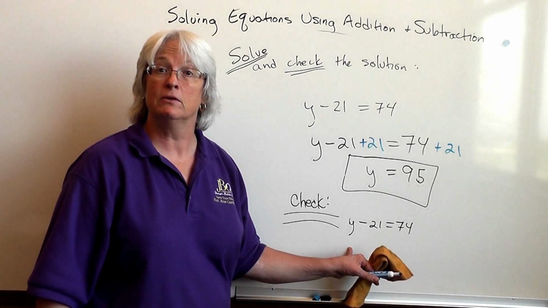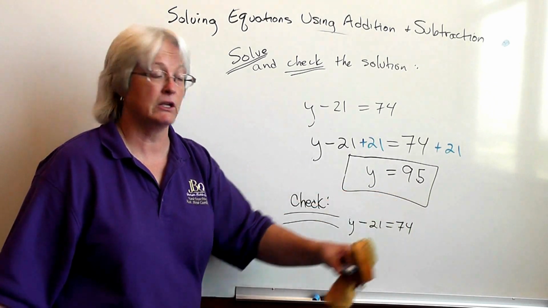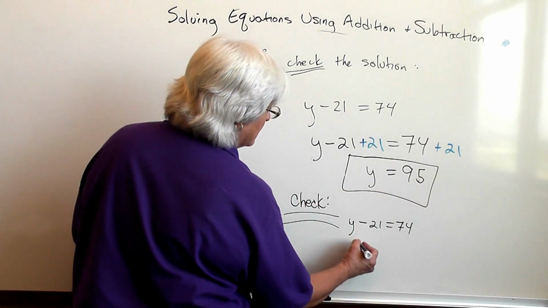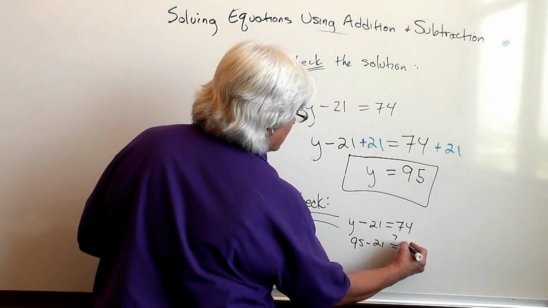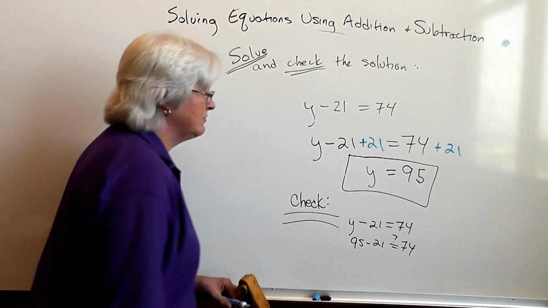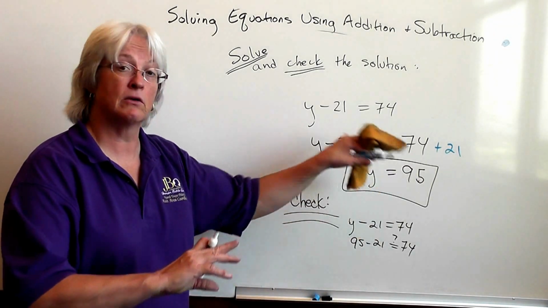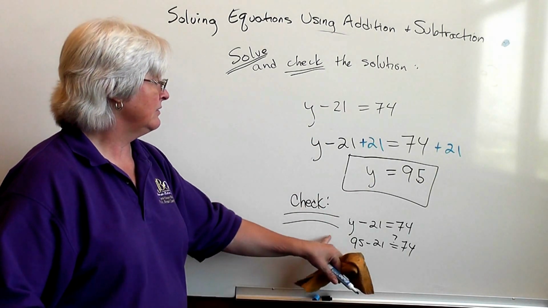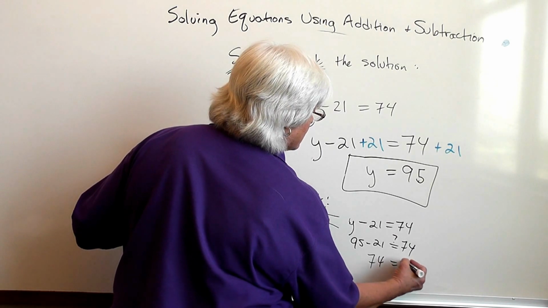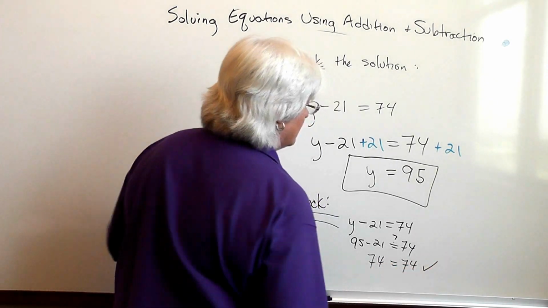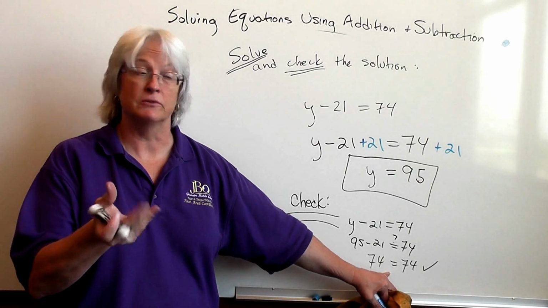Do we have a value given to us for y? Yeah, we just said that it was 95. So we're going to substitute in 95 minus 21. And we're going to say, is that equal to 74? Then we're going to do our subtraction by hand, right along the side if you'd like to. 95 minus 21 is 74. 74 is equal to 74. Check means that you end up with a true equation.